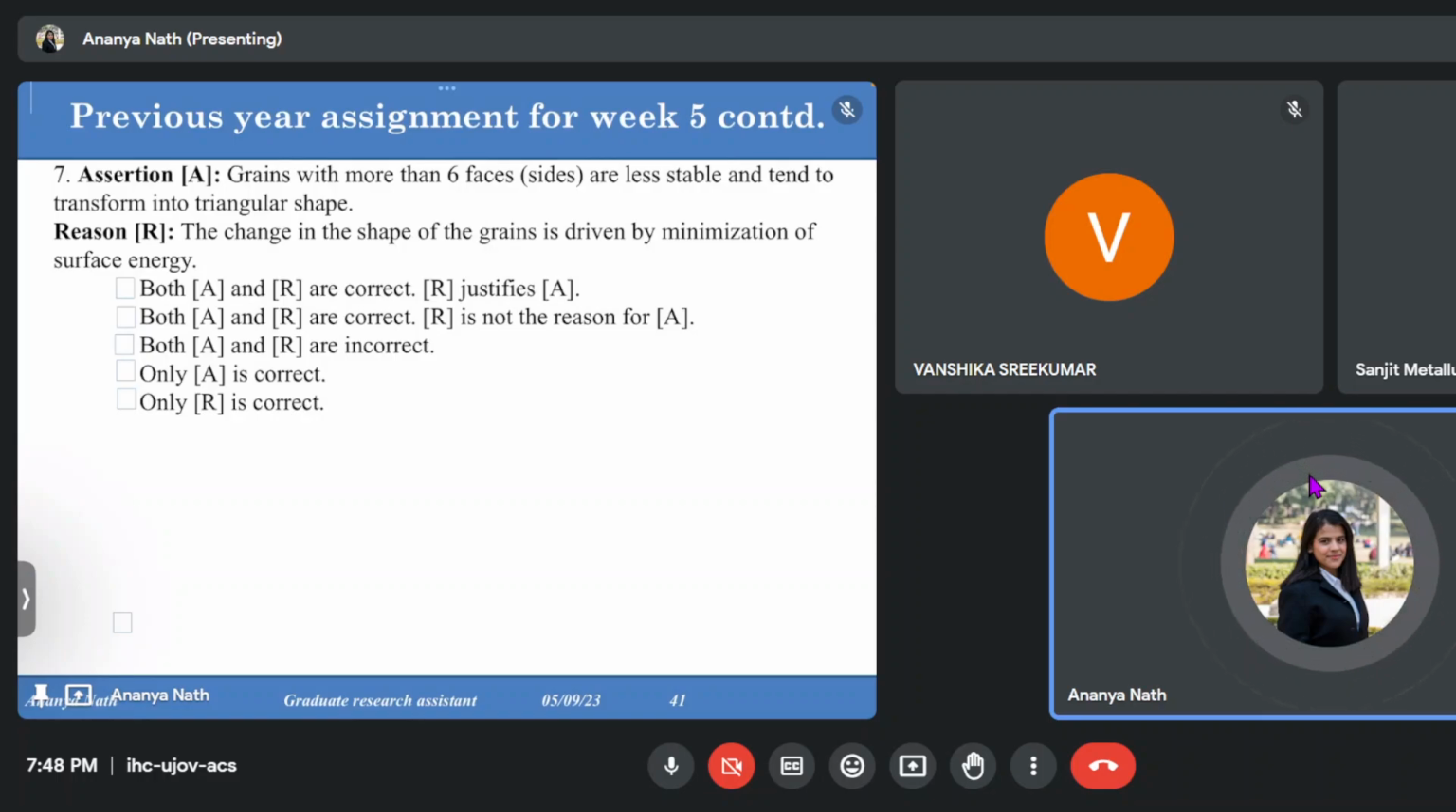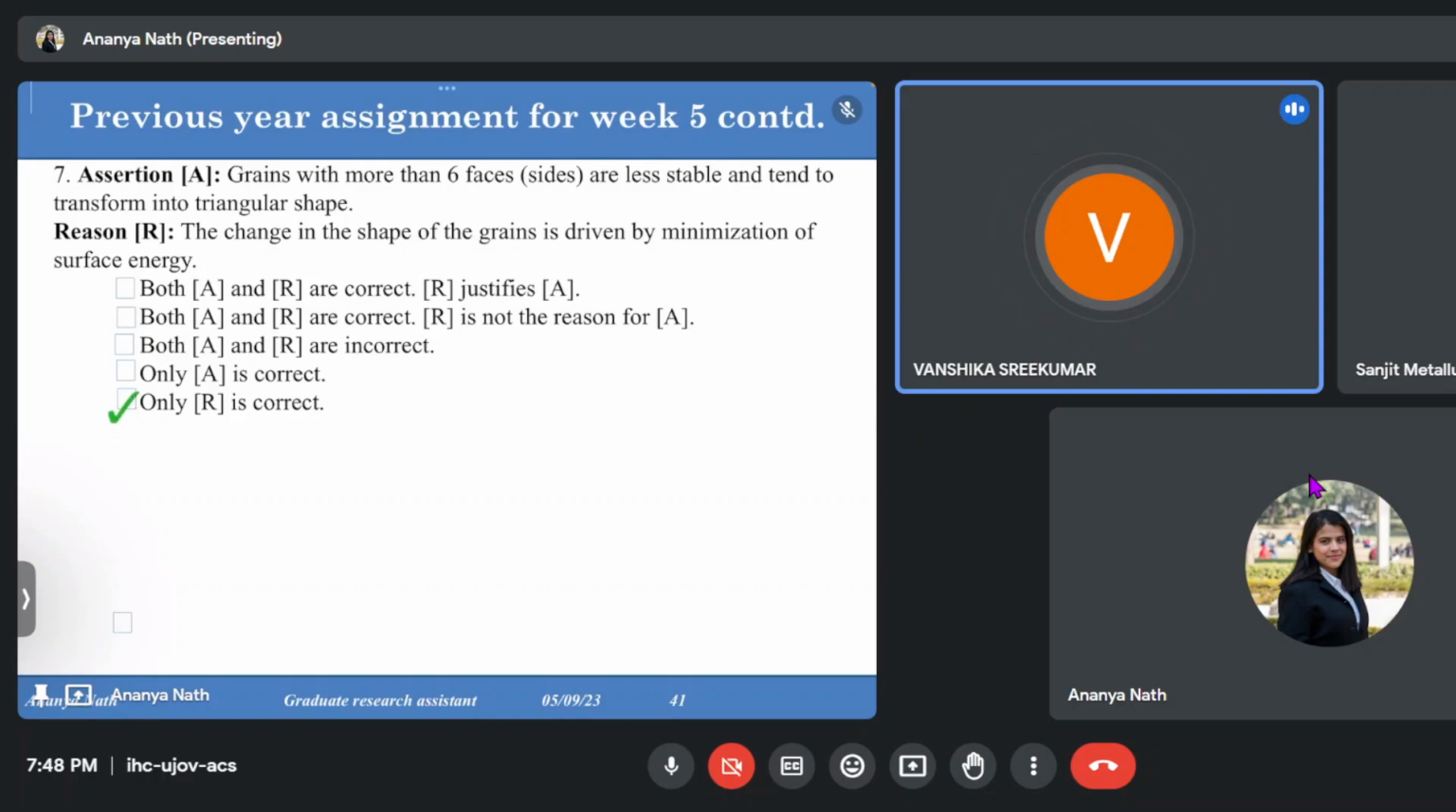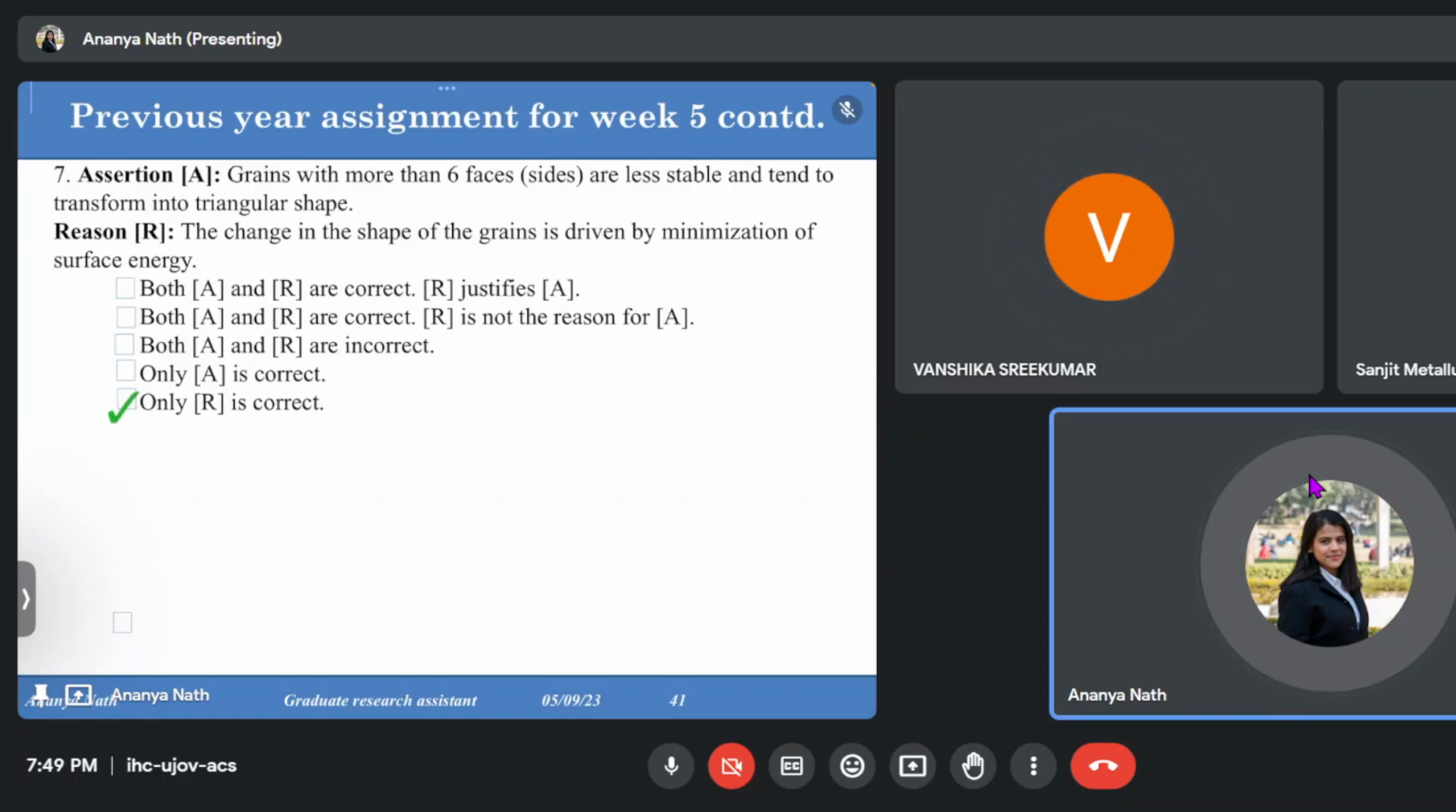Which one? It's easy. I guess both assertion and reason are correct. How is the assertion correct?